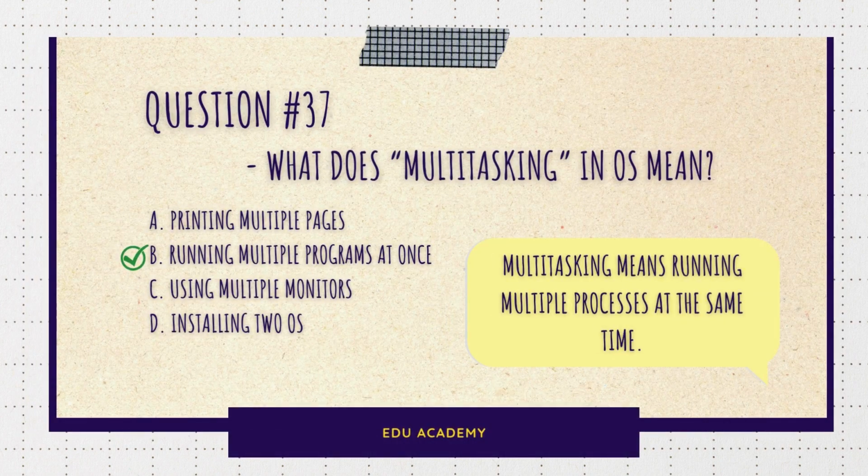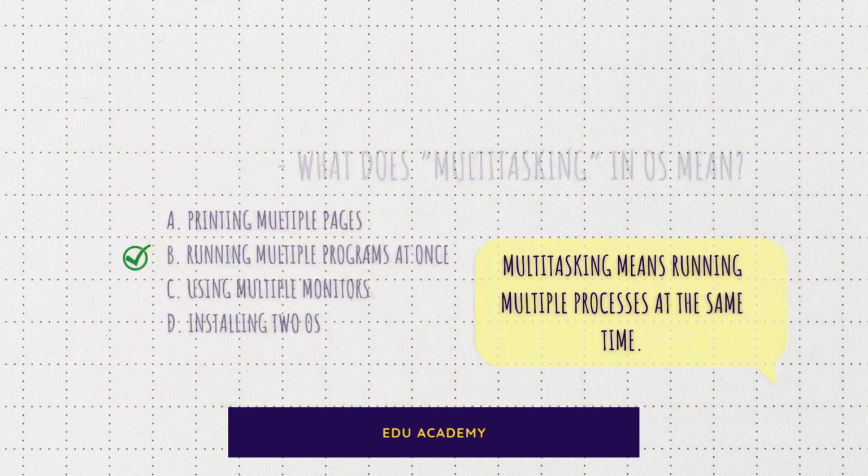Time's up. The correct answer is B. Running multiple programs at once. Multitasking allows a computer to run more than one program at the same time, like browsing while playing music.